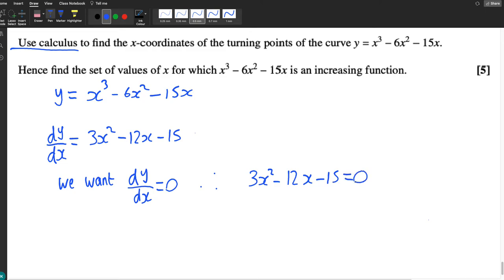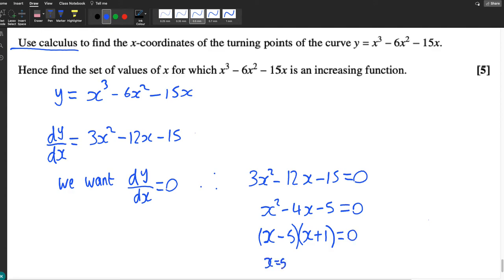Well, it's a quadratic. We can divide everything through by 3. That's quite nice to spot. So that becomes x squared minus 4x minus 5, which equals 0. And then we can factorize this into x minus 5 and x plus 1. Two numbers that multiply to give minus 5 and add to give minus 4, that's minus 5 and plus 1. So therefore, x equals 5, x equals minus 1. Cool. So those are the x coordinates of the turning points.